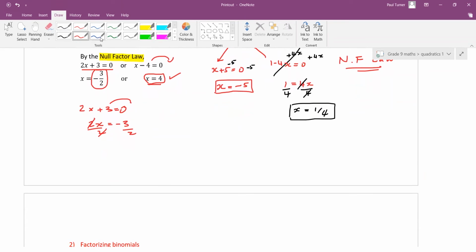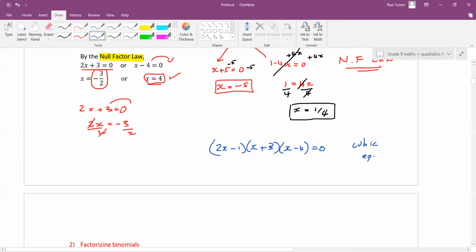If you had a cubic, here's another example. 2x minus 1, x plus 3, x minus 4 equals 0. We would do exactly the same thing. This is a cubic equation. It's already factorized here. So if you want to find x here, we would let each part equal 0. So 2x minus 1 equals 0, x plus 3 equals 0, x minus 4 equals 0.